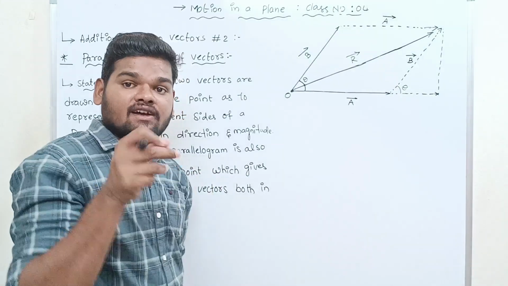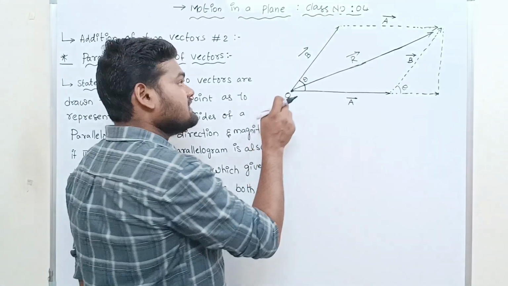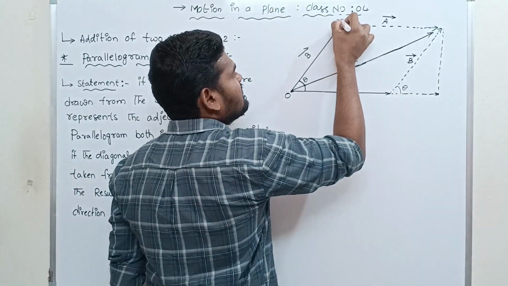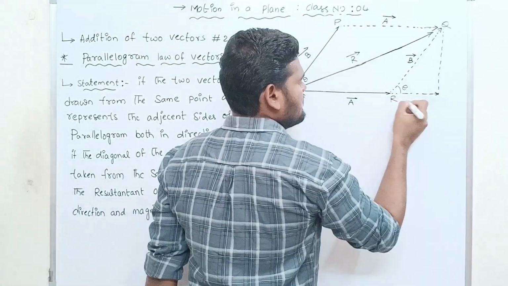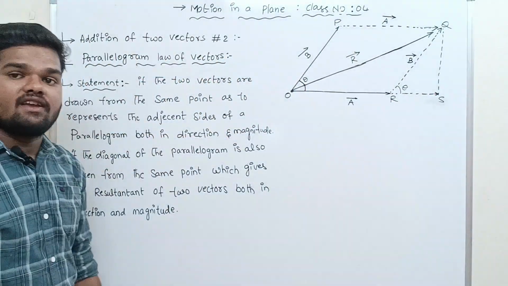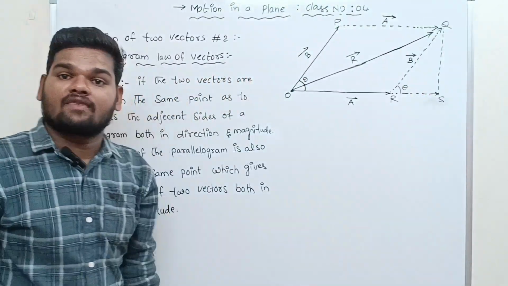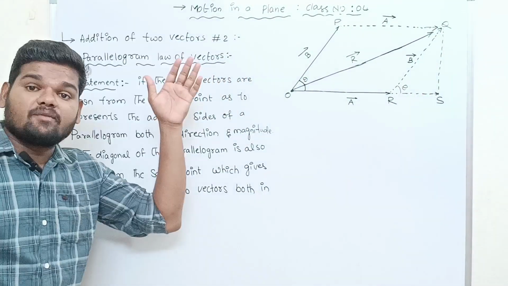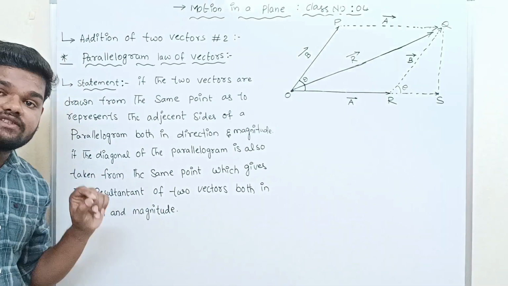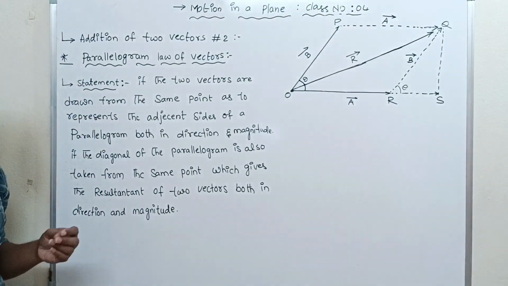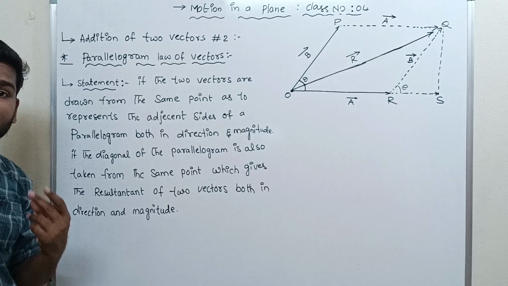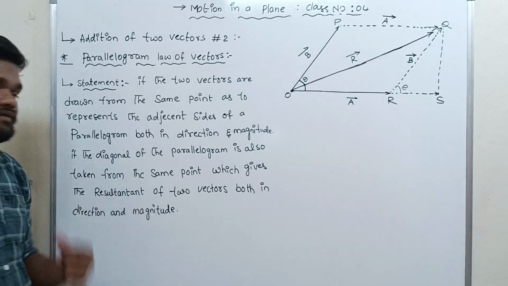I'm just going to give a name to the parallelogram. This is O, P, Q and S. So this is the name of the parallelogram. Right? I'm going to do the calculation, so please pause the video and write the statement. 3, 2, 1, go.